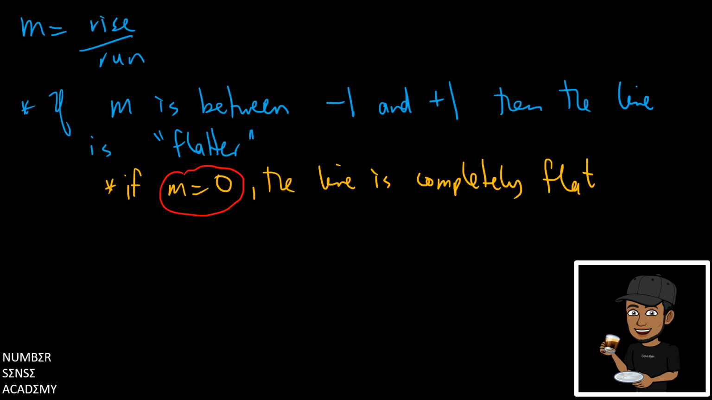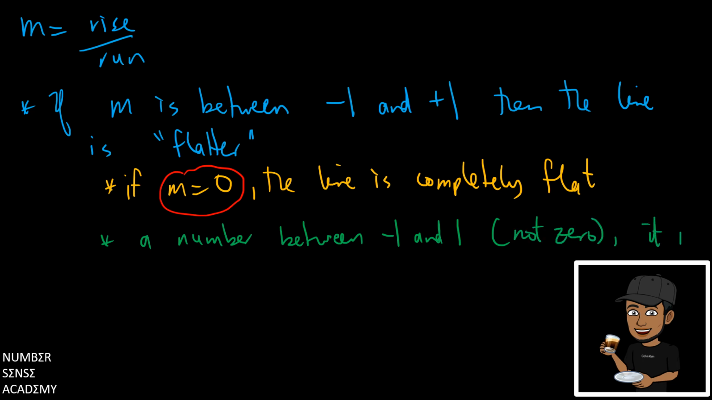So when I'm saying between -1 and 1, any number between -1 and 1 is a fraction. So I'm going to write that just so we don't forget. A number between -1 and 1, as long as the number is not 0, then that number is a fraction.